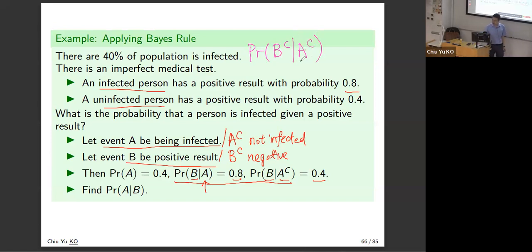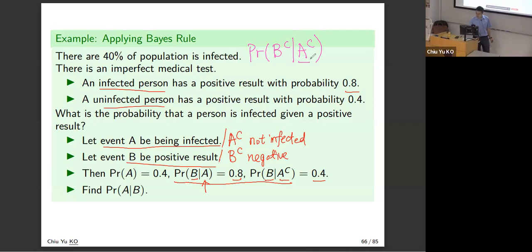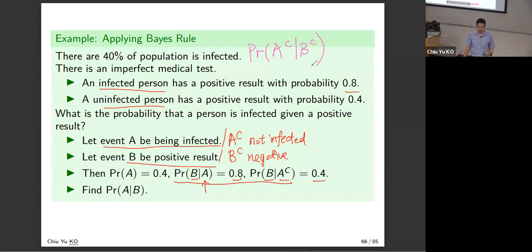It's A complement given B complement. So if you get a negative report, how likely are you not infected? Because that's the thing you want to ask as well. I have a negative report, how likely am I not infected? This is what happened with COVID, right? You get a negative report, is it likely that you actually have no COVID? So that's a question.